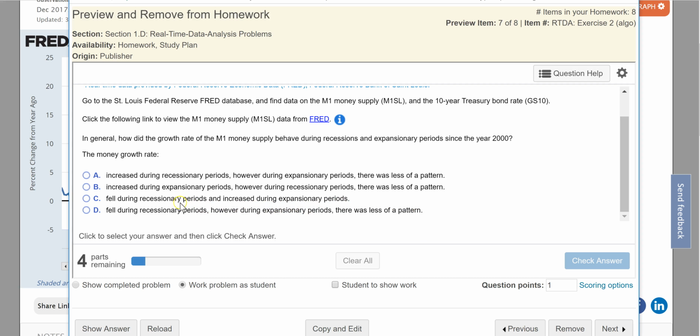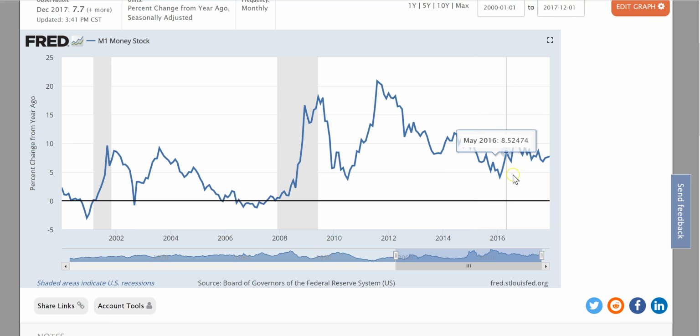Based on these four choices, we need to analyze the pattern of the growth rate of money during the expansionary periods and during the recessionary periods. So when were the recessionary periods on this graph? If you read at the bottom of this graph, it says shaded areas indicate US recessions. That gives a very obvious way to check the pattern of the data during the recessionary periods.